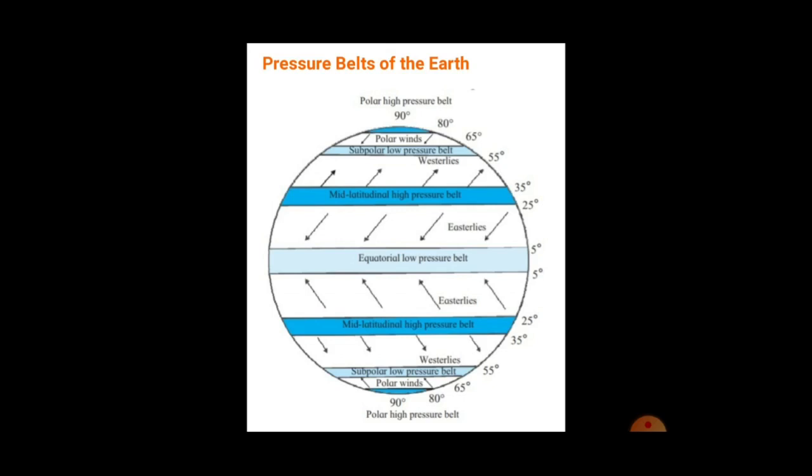Shifting of pressure belts. What do you mean by shifting of pressure belts? Actually, the pressure belts are not stationary. They keep shifting with the movement of the sun. Here we all know that the air pressure depends on temperature, and therefore as the sun moves from one peak to another, the pressure belts also do the same. This phenomenon is known as shifting of the pressure belts.